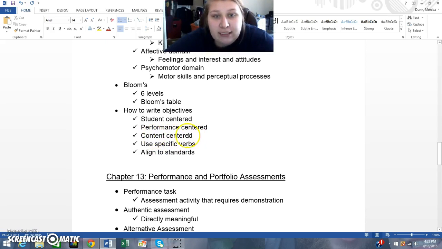And then we have content-centered, which is what content they will know when we finish. And when you're writing the objectives, make sure that you use specific verbs and you align the objectives to the standards. Since all of these states have adopted the standards, like Arkansas has, you have to know that what you're teaching is actually going to help them either with a summative assessment like standardized testing or just in real life.